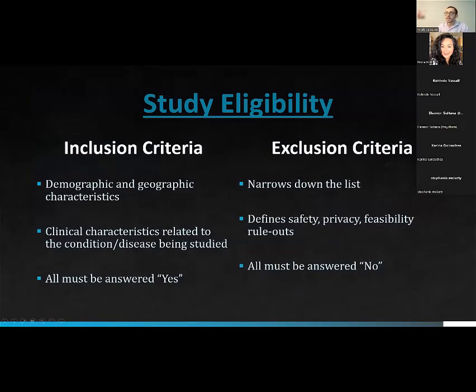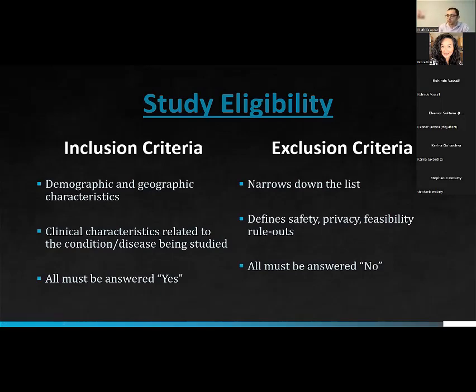So eligibility is determined by two sets of criteria, and the inclusion criteria is going to have not only the clinical characteristic that's usually being tested for. So if you have a diabetes study, an inclusion criteria will likely be having diabetes or being a diabetic. It also covers demographic information. So you see advertisements, we're seeking 18 to 65-year-old men, that kind of thing. And all the inclusion criteria for a participant to be enrolled must be answered yes. On the opposite side, all exclusion criteria must be answered no for a participant to be enrolled.